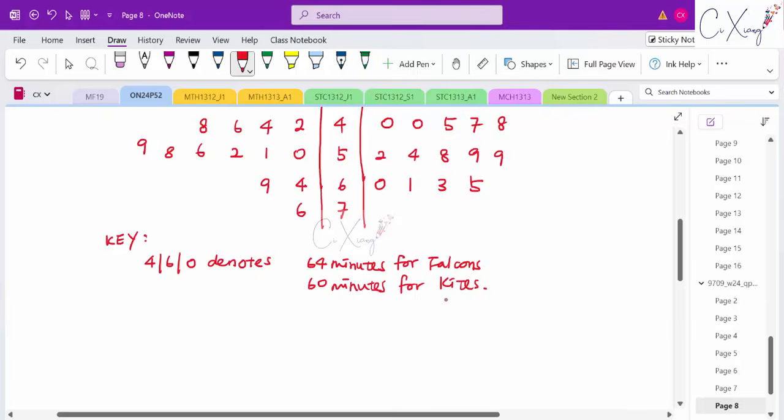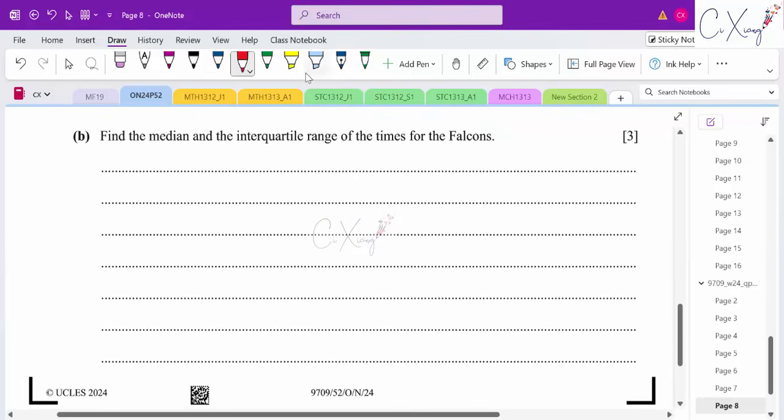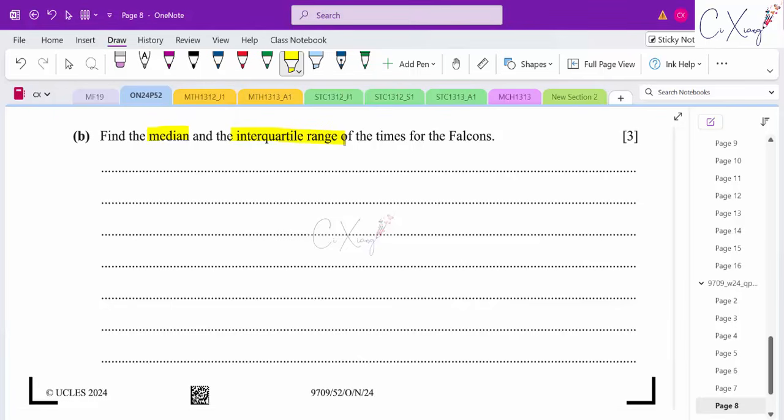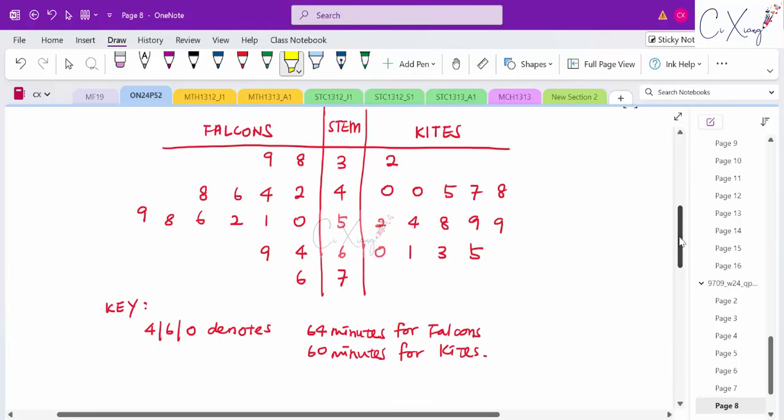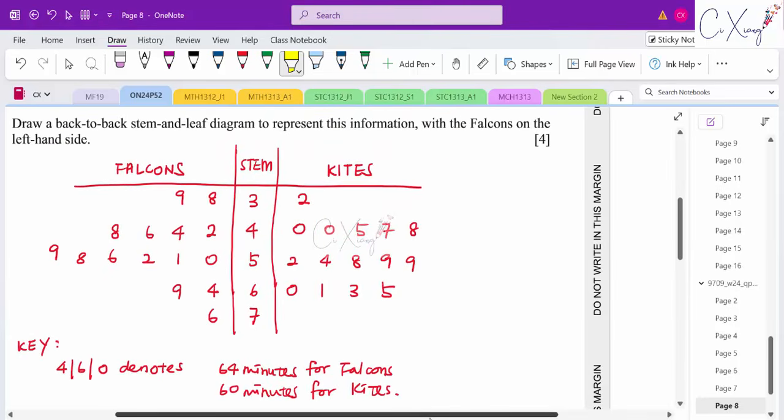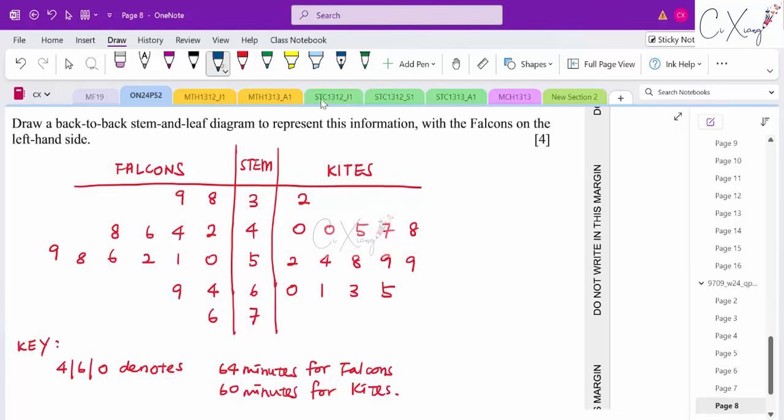So let's continue to part B. For part B, they want you to find the median and also the interquartile range for the Falcons. So the median and interquartile range. Let us have a look at the stem plot that we drew just now. If I want to get the median, maybe I put part B here.